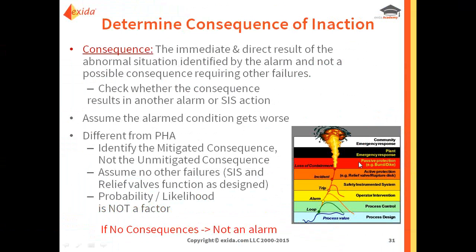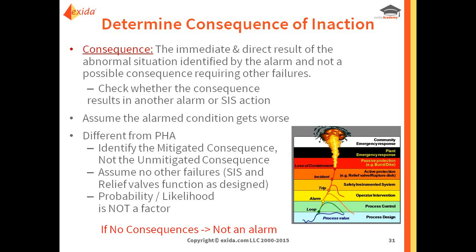If we look at our layer protection drawing here, we see different layer protections activating as the process variable continues to increase or to go out of control. And we can see that in one of the bottom layers here, where we have the alarm and the operator intervention, if that layer fails, the next layer of protection to be activated is actually the safety instrumented system in this example. So it would cause a trip.